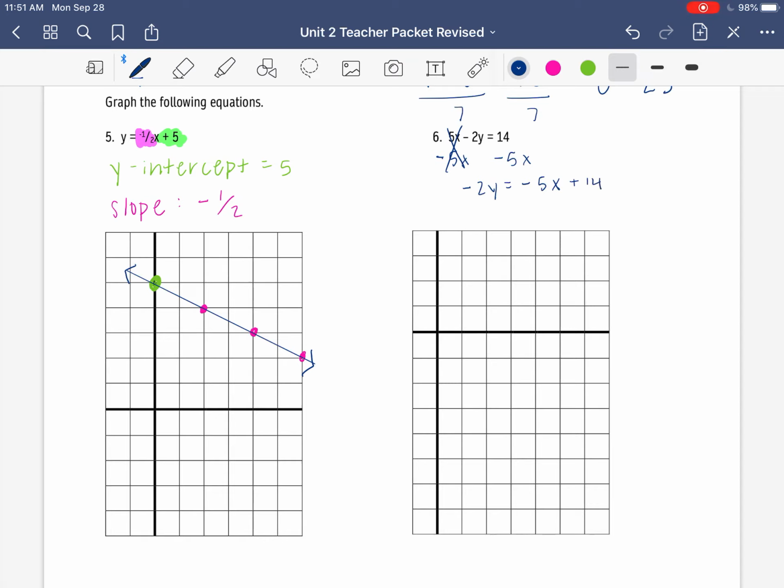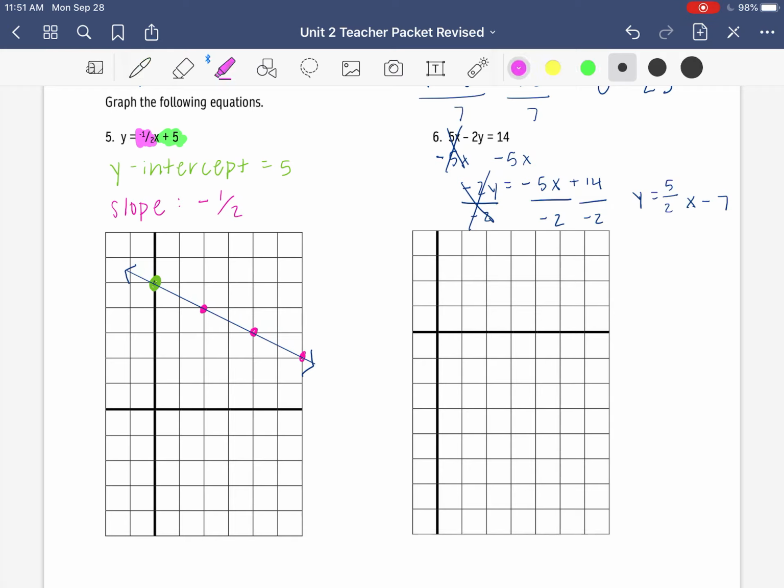We cannot do 14 minus 5 because those are not like terms. The 5 is attached to an x and the 14 is not, so we can't actually do that subtraction of those numbers. We're just going to write it as an expression. And then to get y by itself, I would need to divide everything by negative 2. And when I do that, I'm going to get y equals negative 5 divided by negative 2 is not going to work out nicely, but a negative divided by a negative makes a positive. So that's going to be 5/2 x, and then 14 divided by negative 2 is negative 7. So that's my equation I'm going to graph.